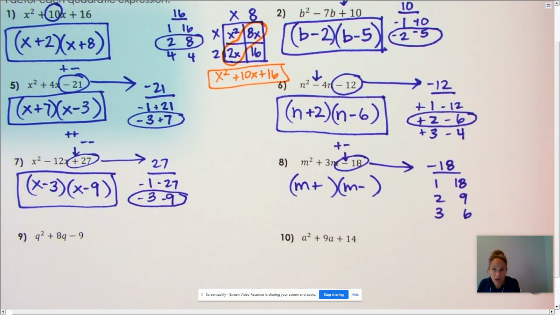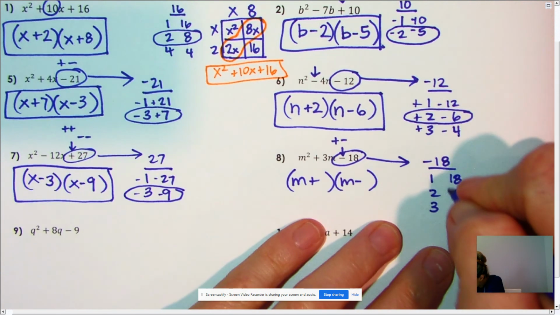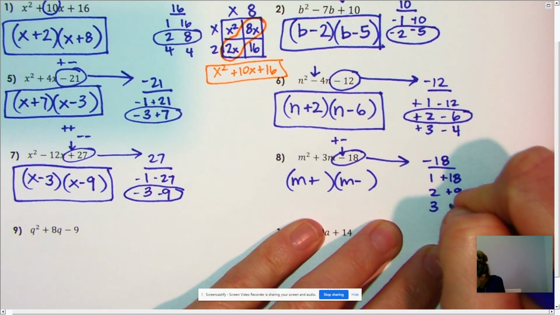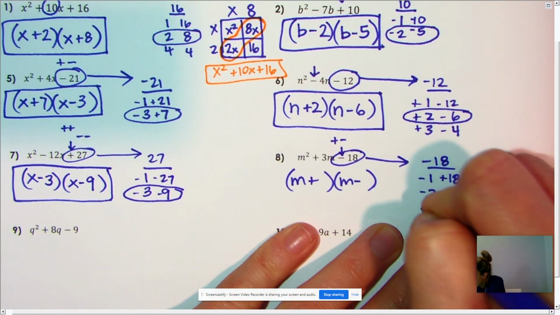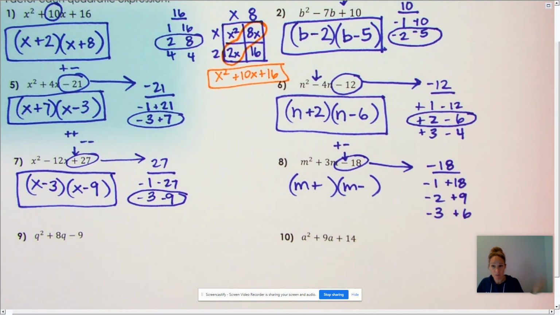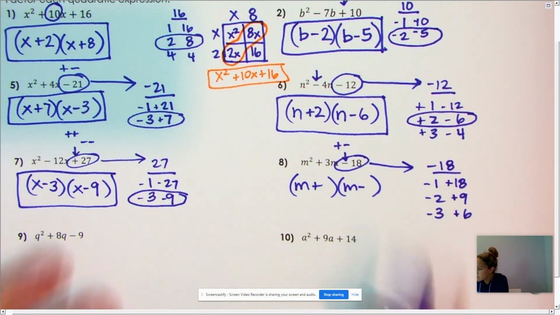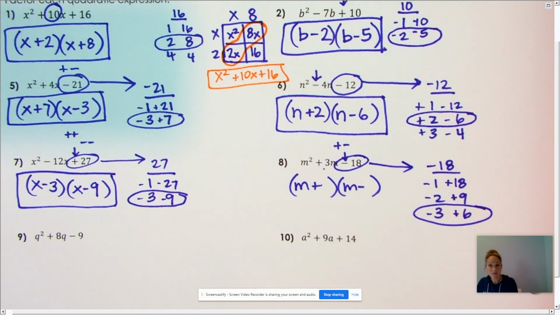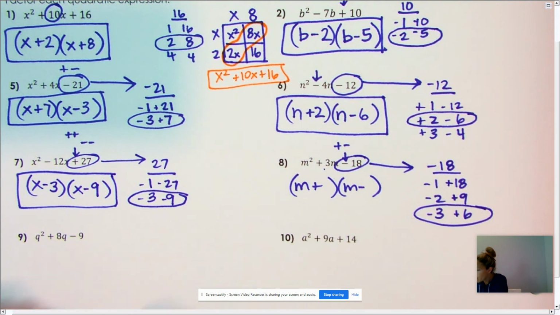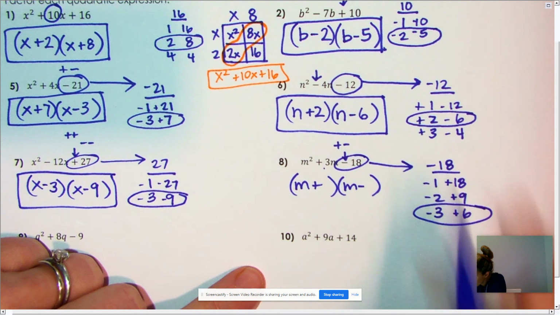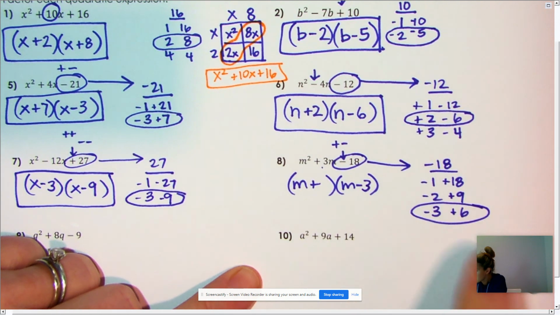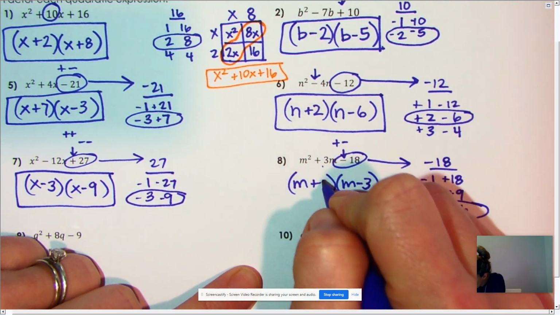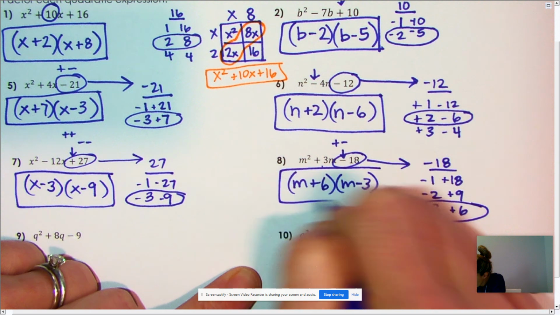The answer was positive. So that means all the bigger numbers need to be positive and all the smaller numbers are going to be negative so that I get a positive answer. So now I need to say, well, I'm looking for a positive 3. There it is. When I add those up, I get positive 3. So notice that the 3 has the negative, so I'm going to write it next to the minus. The 6 has the positive, so I'm going to write it next to the plus, and I'm done.